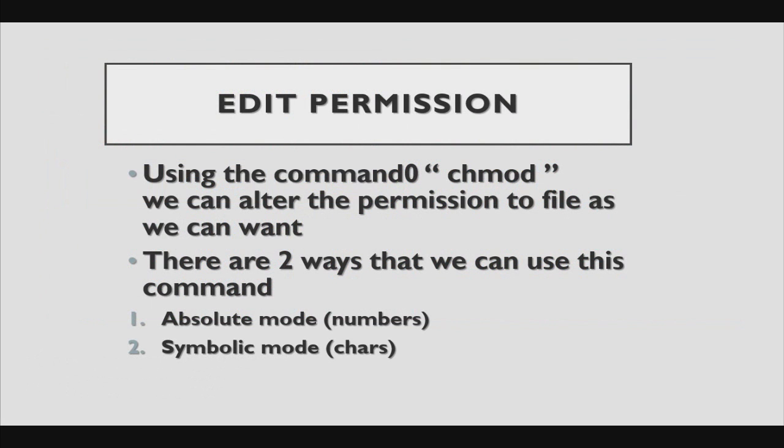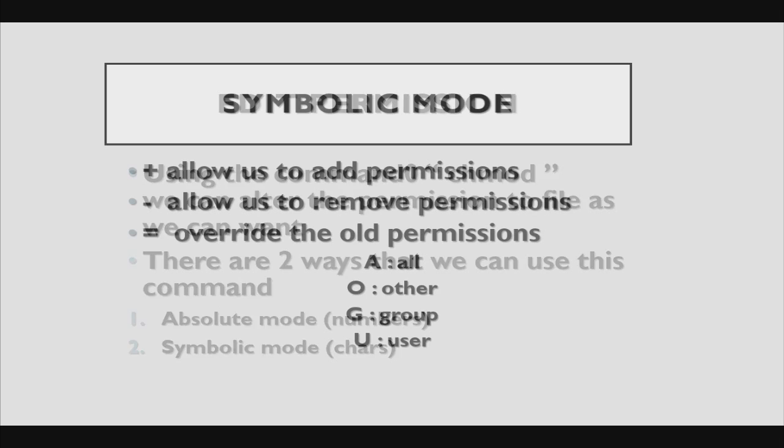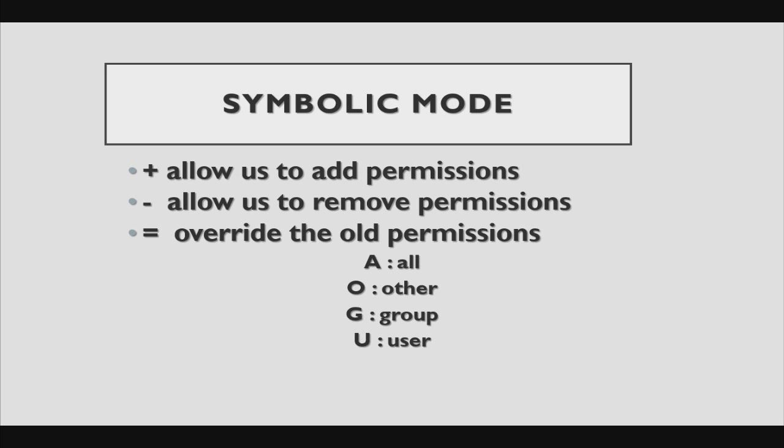Now, let's assume that you are the superuser and you want to alter the permissions. There are two ways to do that using the command chmod. First, the absolute, which uses numbers to represent permissions. Second, symbolic, which uses chars. We will cover the symbolic method. Let's dive into symbolic mode.